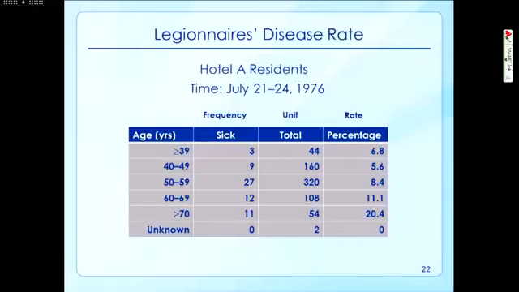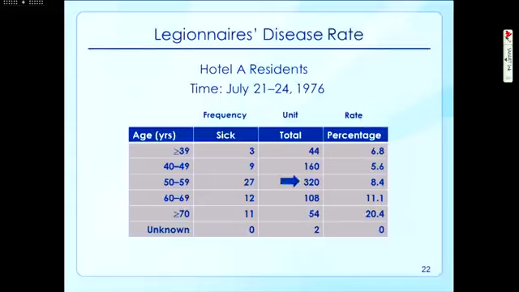So we can calculate the rate using the formula that we've already discussed for looking at each age group and the rate at which they became ill after staying at or attending a meeting at Hotel A during the convention. And the rates themselves are shown in the column to the far right. So looking at this table, which age group had the largest number of convention goers that became ill?